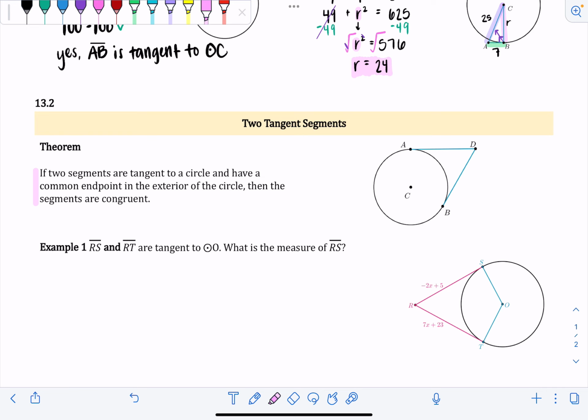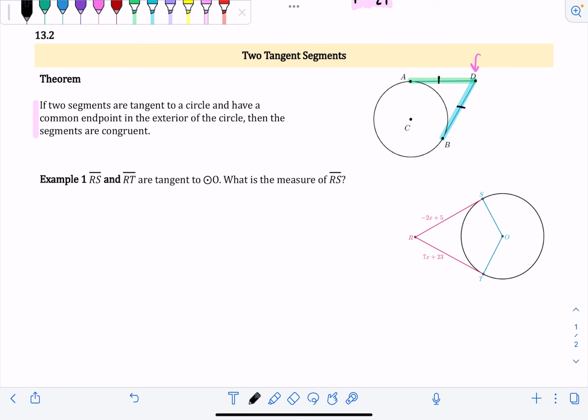So if we use this picture on the right as a reference, you can see there's two segments that look like they're tangent to that circle. So there's AD and then there's BD. They're both tangent because they touch at one point A and the other one at B. So if they're both tangent and they have a common endpoint, in this case the common endpoint is D, common endpoint on the exterior of the circle, then the segments are congruent. So that would mean that AD is the same distance as BD. They're the same length segment.